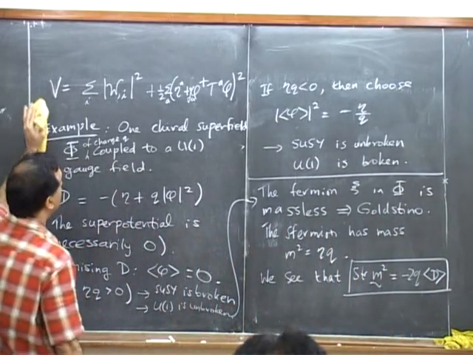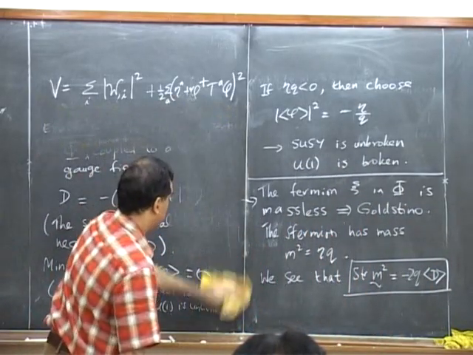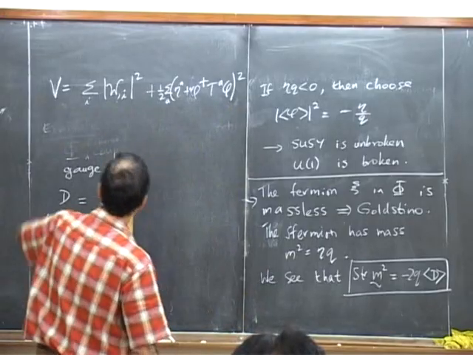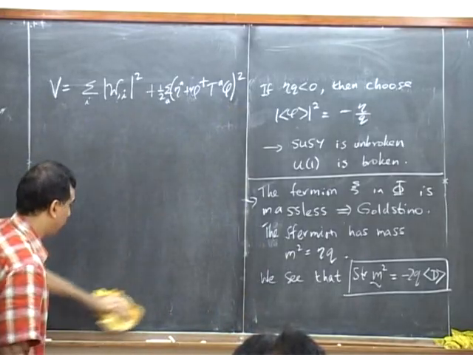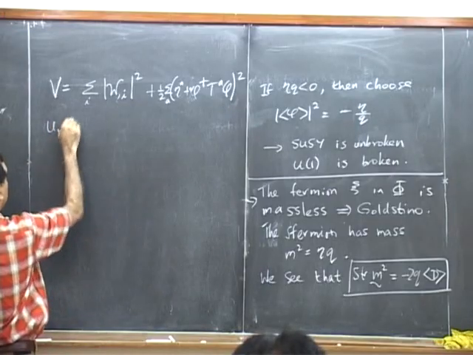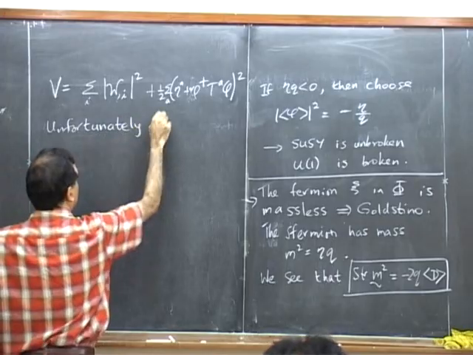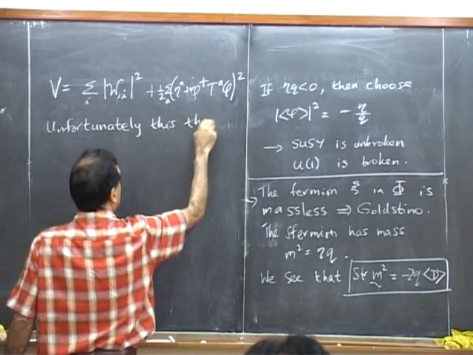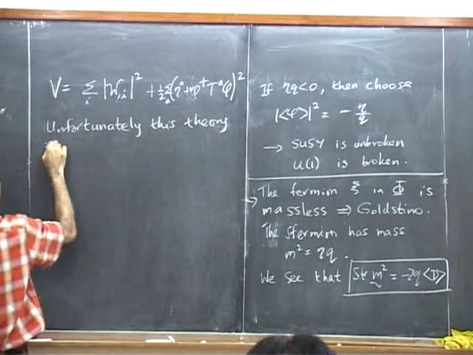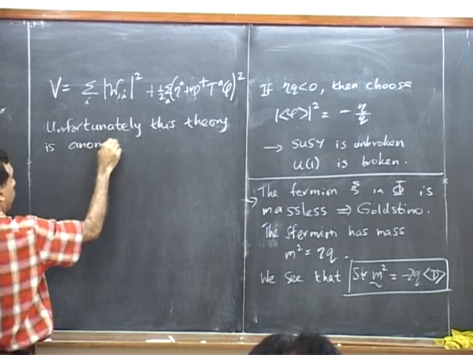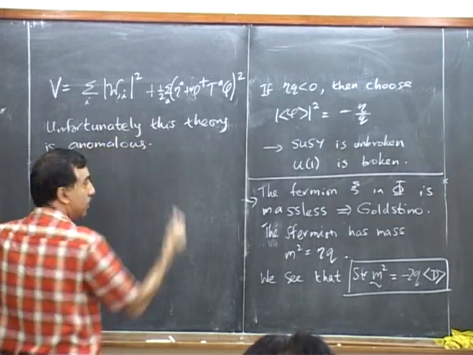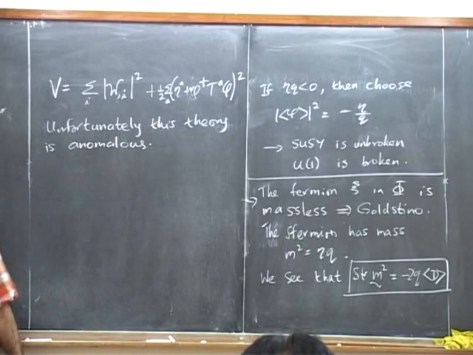Now, just in case you get too thrilled by this example, I'll point out to you that it's again an anomalous theory. So it's not a good example at the quantum level. Unfortunately, this theory is anomalous. Well, there's again a chiral fermion, the U(1) gauge theory with a chiral fermion.